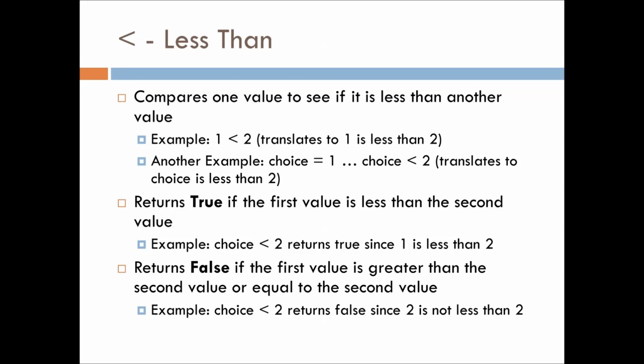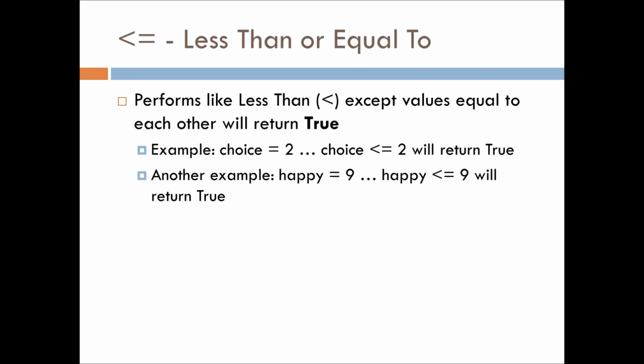If we assume choice to be 1 up in the true example, then of course, yes, it will be because 1 is less than 2. Alright, less than or equal to, it's very similar in the way greater than or equal to is handled, except you're dealing with less than this time. So any value that's less than the value on the left or equal to the value on the left returns true. So choice is equal to 2, choice less than or equal to 2 will return true. And then I brought happy back again just to show you, oh hey, it works in this case.